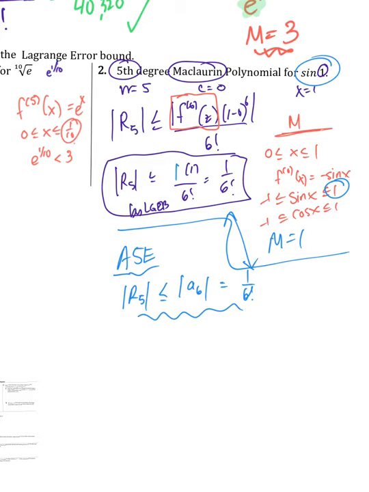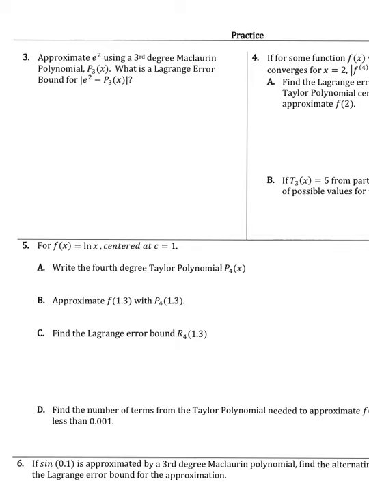All right, for the rest of this lesson, we're really just going to work through some examples and hopefully solidify this concept. All right, number 3 says approximate e squared using a third degree Maclaurin polynomial, P3 of x. So you are actually going to do that approximation. So why don't you go ahead and pause the video and use a third degree Maclaurin polynomial to approximate e squared.